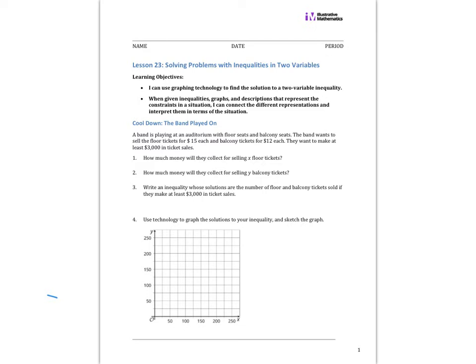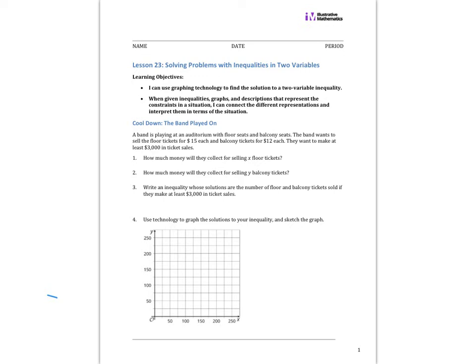In this cool down, they give you the following situation. A band is playing at an auditorium with floor seats and balcony seats. The band wants to sell floor tickets for $15 each and balcony tickets for $12 each. They want to make at least $3,000 in ticket sales.